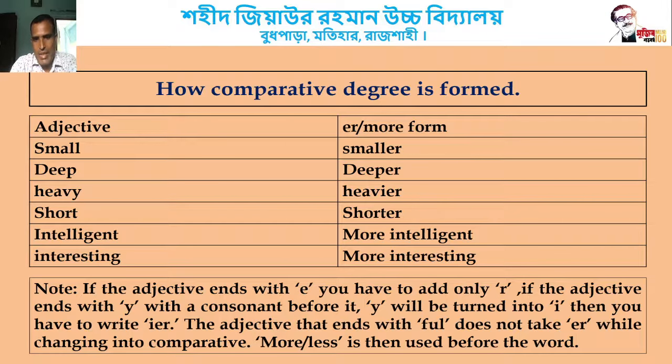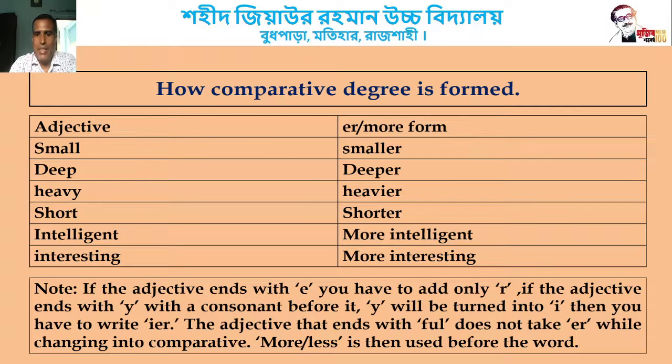The adjective that ends with ful does not take er while changing into comparative form. More or less is then used before the word. Okay, my dear student? Again, I repeat these sentences. If the adjective ends with e, you have to add only r. If the adjective ends with y with a consonant before it, y will be turned into i. Then you have to write ier.